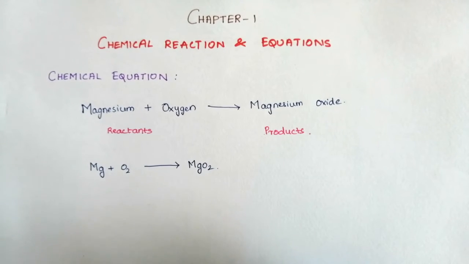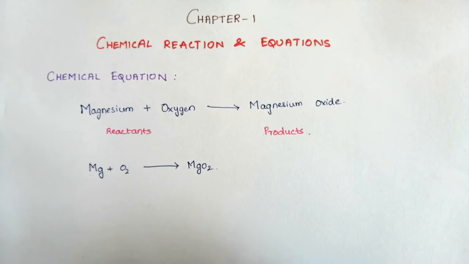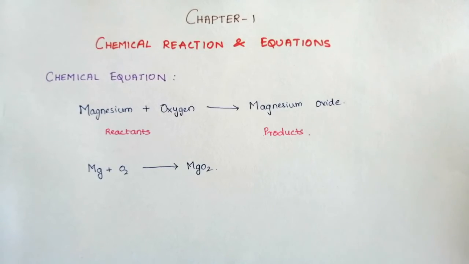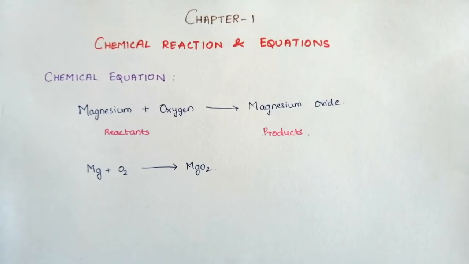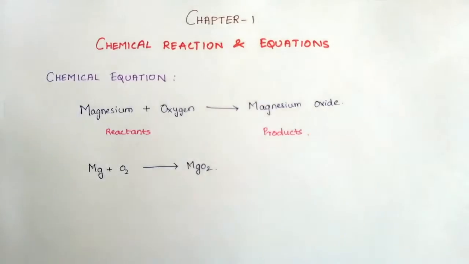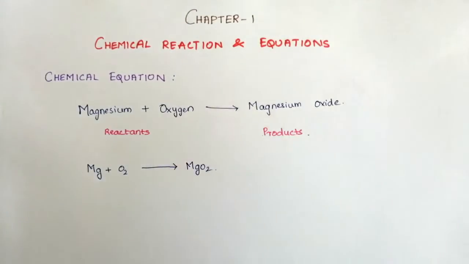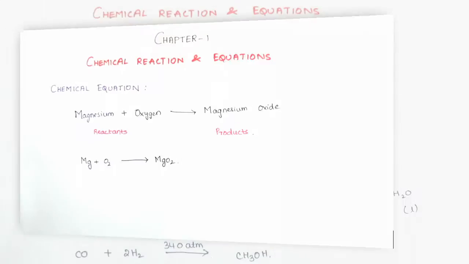If you are using a catalyst, or if you want to denote the temperature, the pressure, or any reaction conditions, such as at what temperature or at what pressure the reaction is taking place, you have to write it on the top of the arrow mark. Like if you are using a catalyst, you write the name of the catalyst on the top of the arrow mark. I am going to explain with two examples.